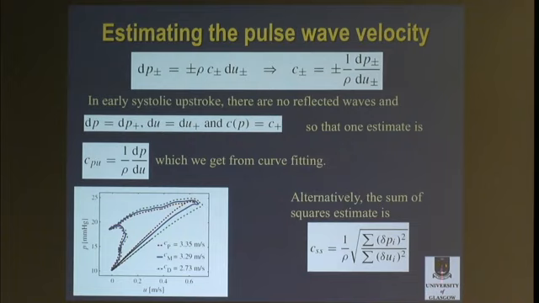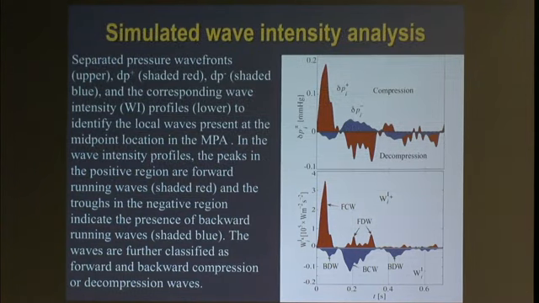You can take a root mean square average, which they like to call the sum of squares estimate, for the pulse wave velocity. And so there are questions about, well, does this make any difference, and is it important? So here's simulated wave intensity analysis.